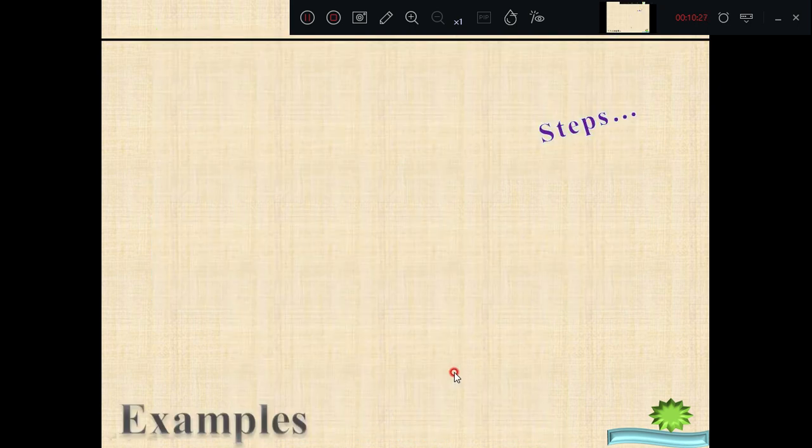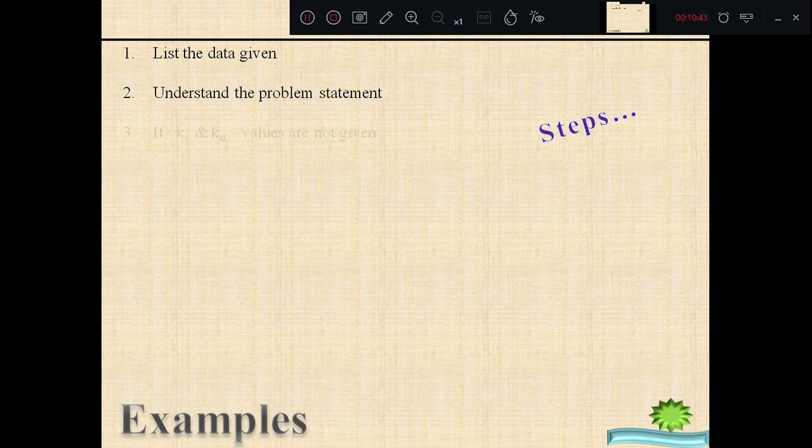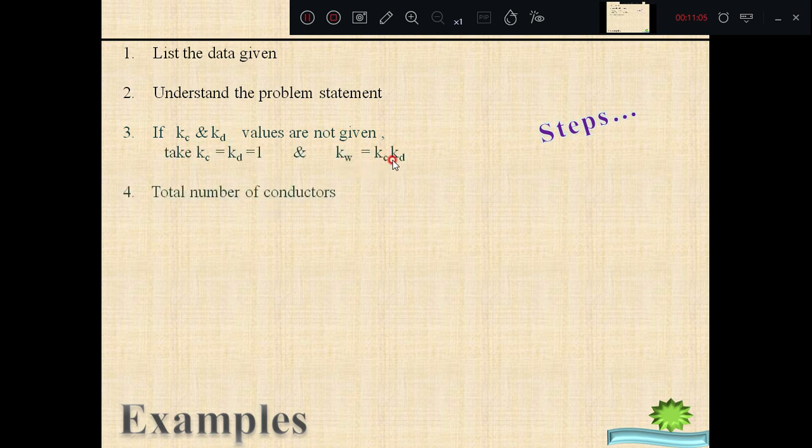Then before solving the numericals, what are the steps involved in calculating the different numericals on the EMF equation, that we will see. The first step is to list out the data from the numerical given, then understand the problem statement, so that you know what he asked, what data he has given, and which formula you have to apply. If the Kc and Kd values are not given, then you straight away assume that Kc and Kd values are equal to 1, or the winding factor, what we are calling Kc into Kd, you have to consider as 1.